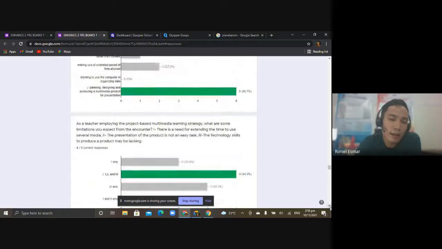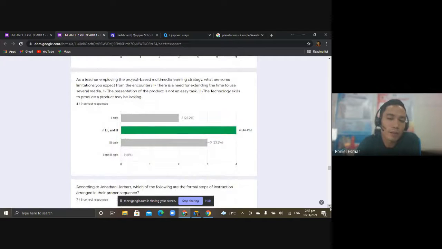Next, as a teacher employing the project-based multimedia learning strategy, what are some limitations you expect from the encounter? There is a need for extending the time to use several media. The presentation of the product is not an easy task. The technology skills to produce a product may be lacking. No, again, ang question na what are some limitations you expect from the encounter? No, if mag-employ ang teacher og project-based multimedia learning strategy.